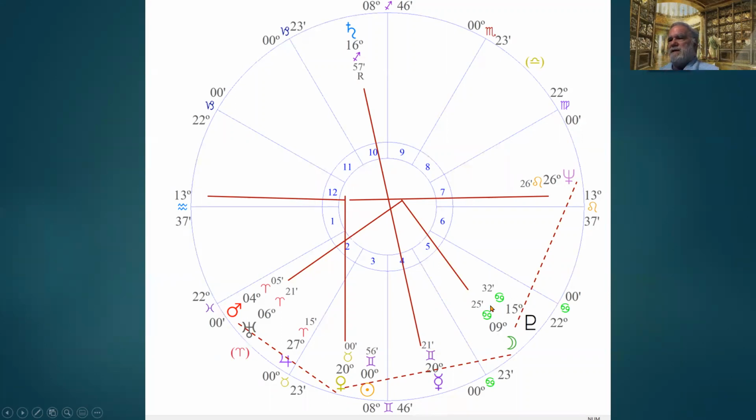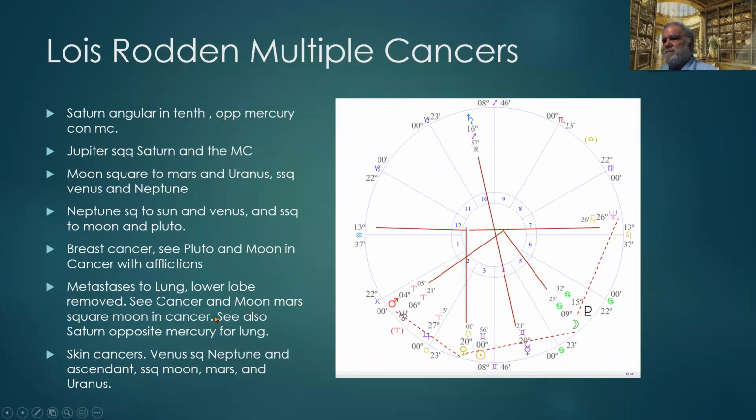Now, in this presentation, I've done her progressions for when she had each of those, and I don't have them in the slideshow here, but these were activated, each one just the pointer on the progression saying, okay, this one's going to manifest now. So that would be the breast cancer, and then at one point there was metastatic cancer to her lung, and she had surgery and had the lower lobe of her lung removed.